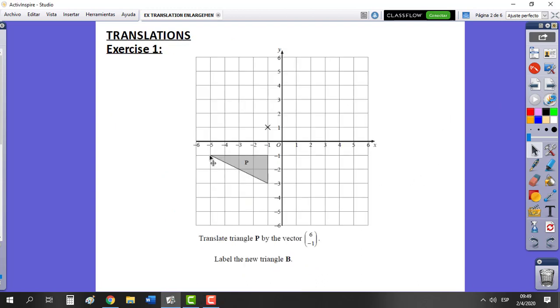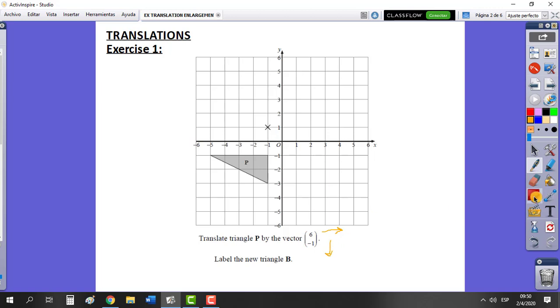Example 1, we have a triangle P and it tells us translate P by the vector (6, -1) and label it B. Remember that label it means that we have to put a name on the triangle. If we have a 6 in the x component, this would mean 6 to the right. And if we have -1, it will mean 1 down.